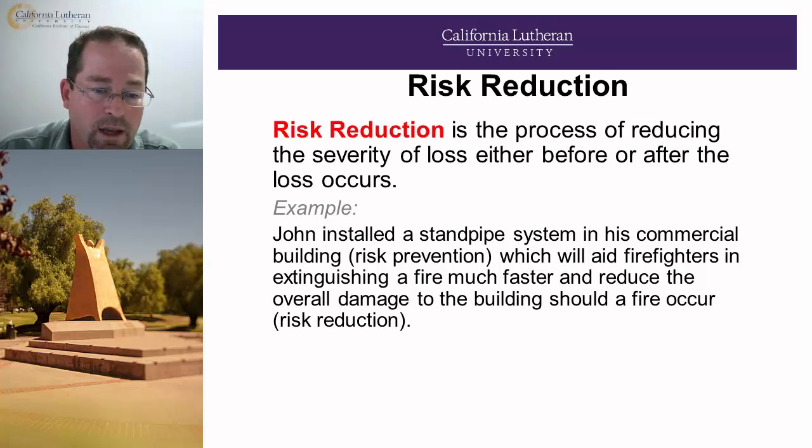Risk reduction is the process of reducing the severity of loss either before or after the loss occurs. For example, when you install a standpipe system, which is a fire hose or fire standards to hook up to for the fire department, in a building, it will aid the fire department in getting the fire out should the building catch fire. So it's assisting them and will reduce the amount of the fire and amount of damage from the fire.